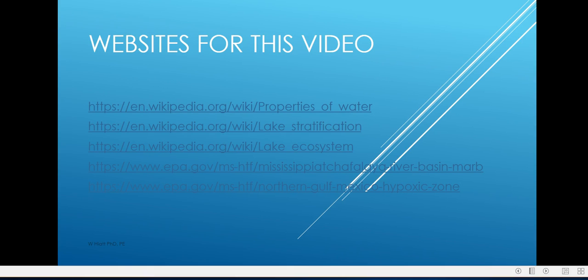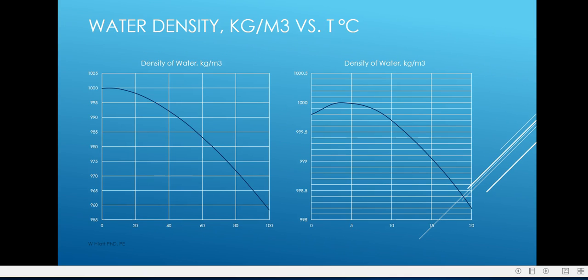The information from this video comes from these websites. The density of water varies slightly, but significantly, as a function of temperature. And for our purposes, the density at the lower temperatures from 20 degrees to 0 are the most important. The density reaches a maximum at about 4 degrees centigrade, and then is slightly lower. This is very important from the aspect of lakes and water.